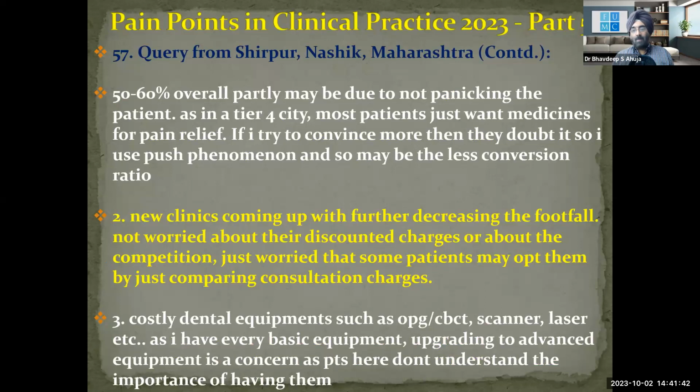50 to 60% overall partly maybe due to not panicking the patient, as in a tier 4 city, most patients just want medicines for pain relief. If I try to convince more than they doubt, then they doubt. So I use push phenomenon, and so maybe the less conversion ratio. These are the numbers that are a figment of your imagination. 50 to 60%, you are making a figment of your imagination. It does not work that way. If they want medicine, because you have not been vocal enough to create the awareness of saving that tooth, of equating the same to a body organ, of creating a sense of urgency in their mind that this treatment is needed. It's simple.